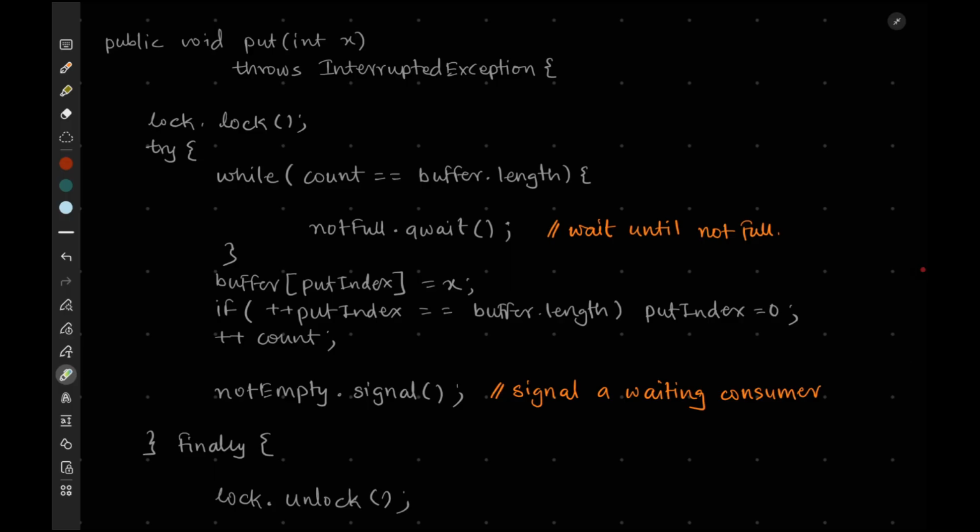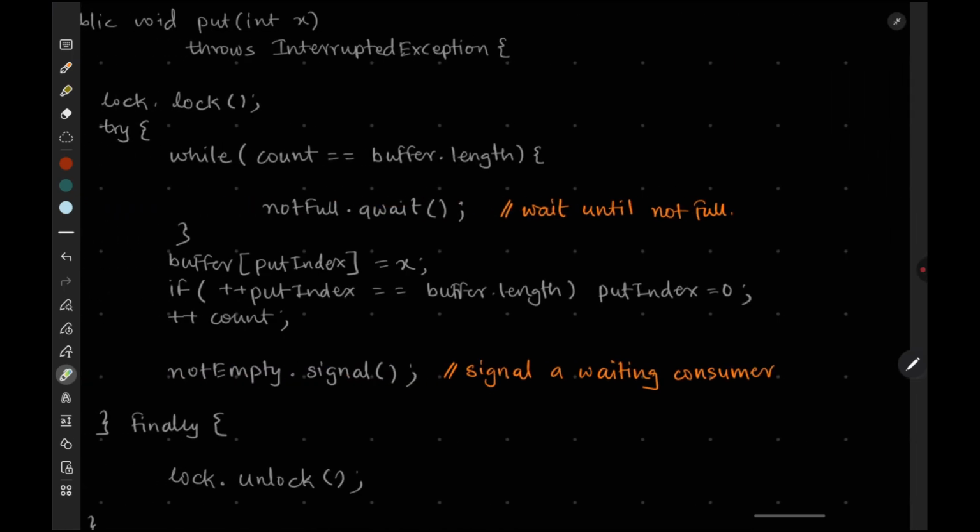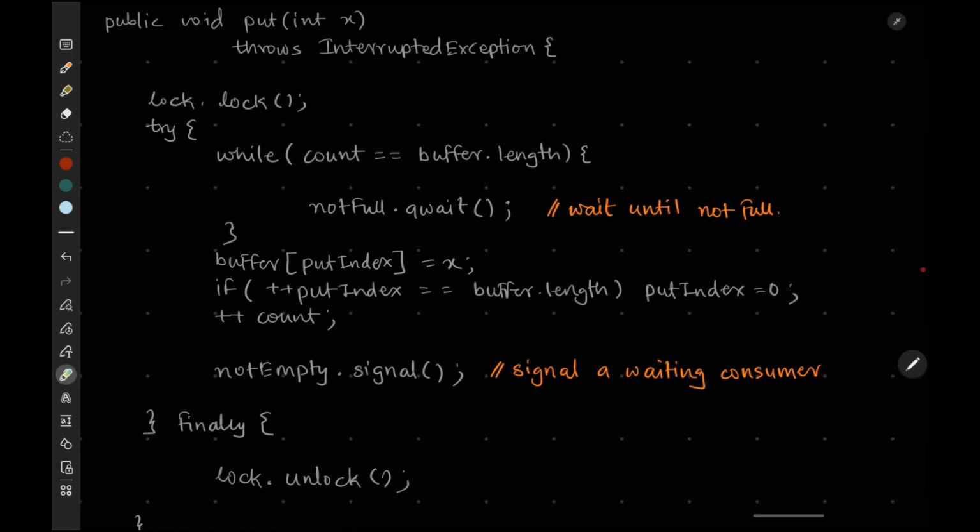So there are two parts of it. First, the put method, and second, the take method. Let me walk you through it. In the put method, we first acquire the lock. Then inside a while loop, while the buffer is full, we call the notFull.await method. And when a thread calls the await method, it releases the lock and parks in a waiting state.